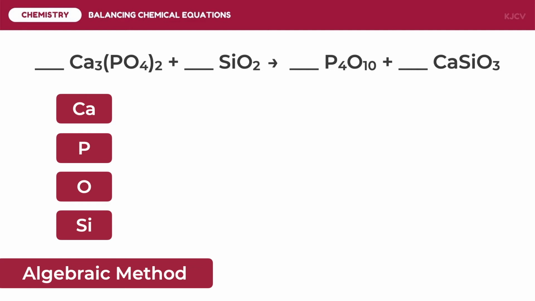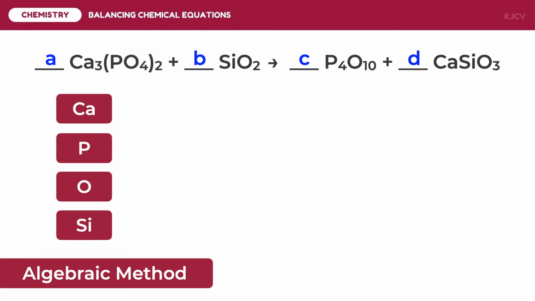The unique thing in this method is we will not be doing trial and error. Instead, we are going to use linear equations. Thus, we assign variables as coefficients. We will use A for calcium phosphate, B for silicon dioxide, C for tetraphosphorus decoxide, and D for calcium silicate. We're going to identify the linear equations that will allow us to identify the actual values of the coefficients.